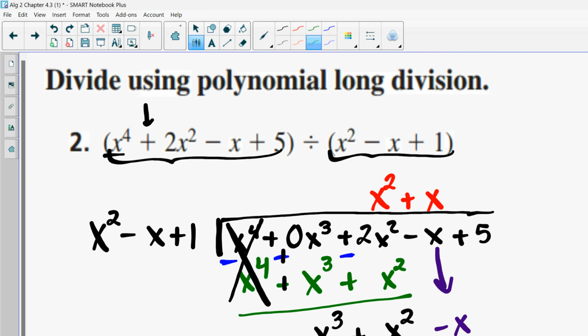Now we're going to multiply our x squared minus x plus 1 by our x. We're going to distribute this. X times x squared is x cubed. X times negative x is negative x squared. And x times 1 is plus x. So underneath this we would have x cubed minus x squared plus x.